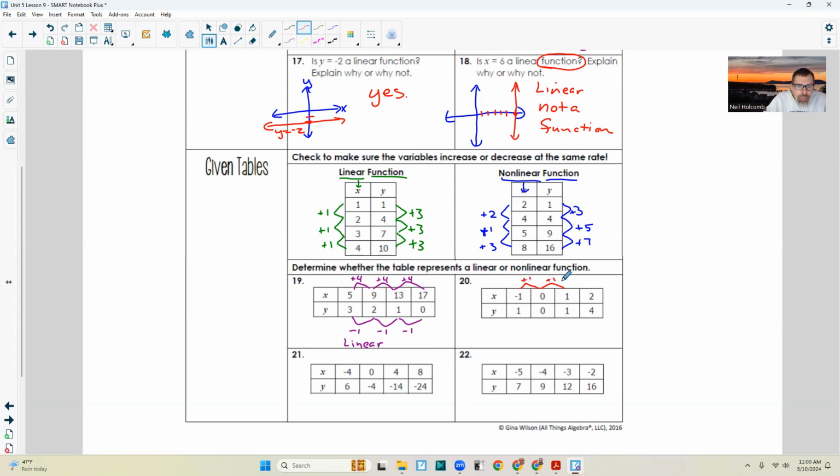To get from negative 1 to 0, that's adding 1. 0 to 1 is adding 1. 1 to 2, you had to add 1. 1 to 0, minus 1, 0 to 1, plus 1, 1 to 4, plus 3. Notice these are different, therefore non-linear.